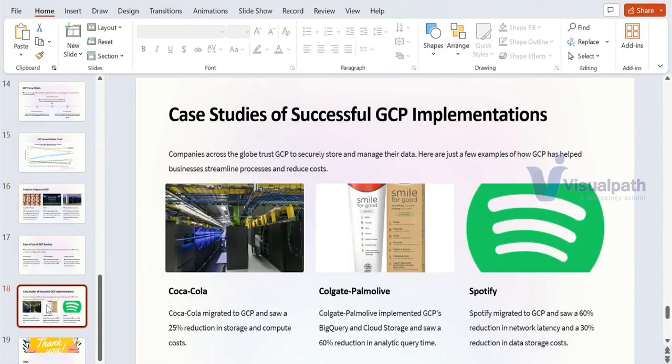There are also a few other case studies where GCP has been very successful, such as Coca-Cola, where it solved their problem and reduced their cost by up to 25% of real-time usage. We have Colgate Palmolive, the Colgate that we use, right? They ran analytical use cases on GCP with BigQuery, stored their data on cloud storage, and were able to reduce their cost by 60%, right?